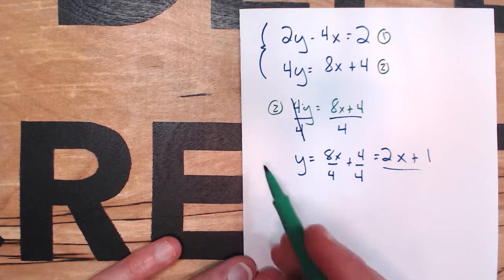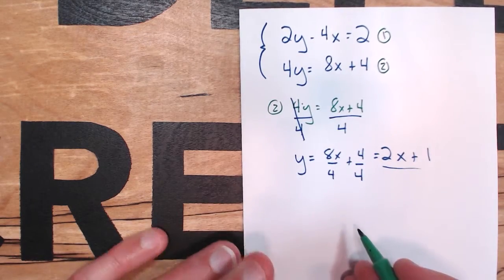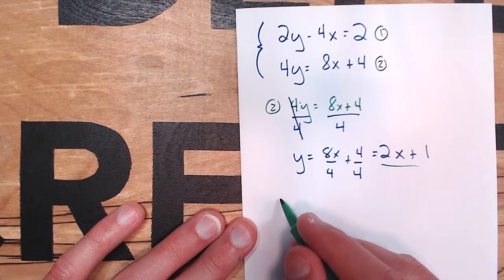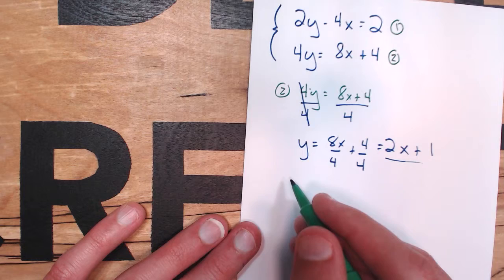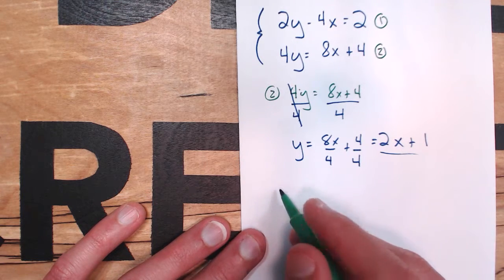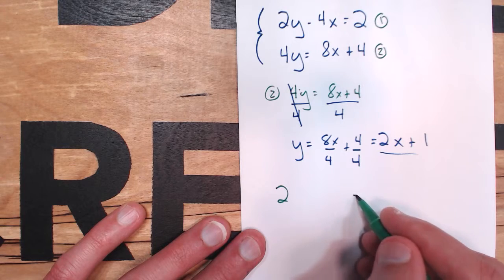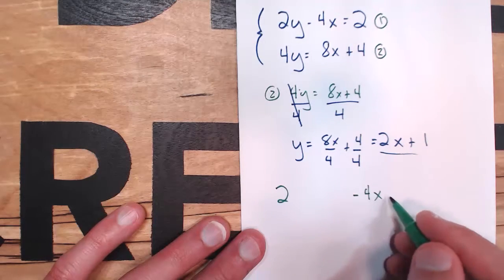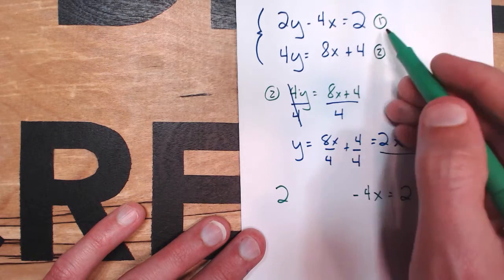So it's important to keep in mind the order we use equations. So we just used equation 2, so now I'd like to use equation 1. So I'm going to write equation 1, but instead of writing y, I'm going to leave a nice big gap. So I'm going to write 2, and I'm going to leave a big space, and then minus 4x equals 2. And this is equation 1. I just stole it from up here.